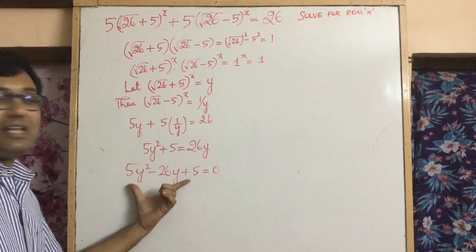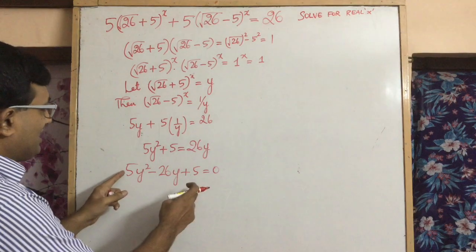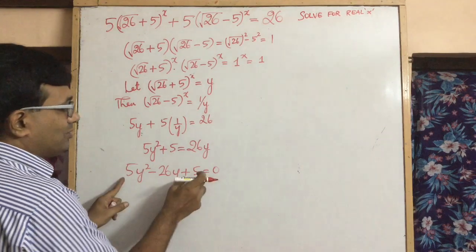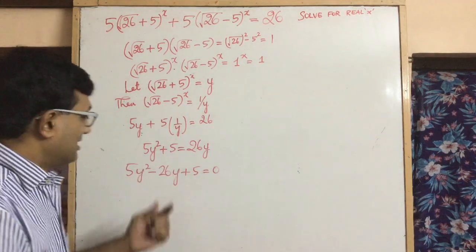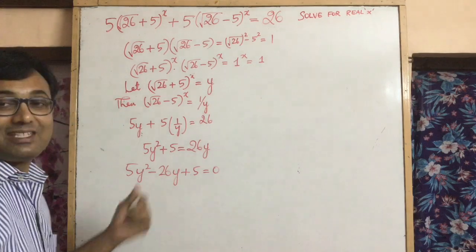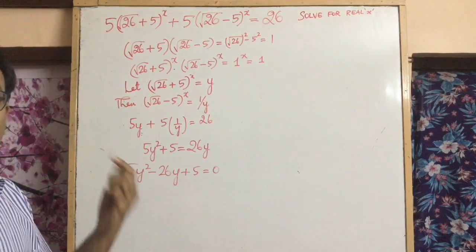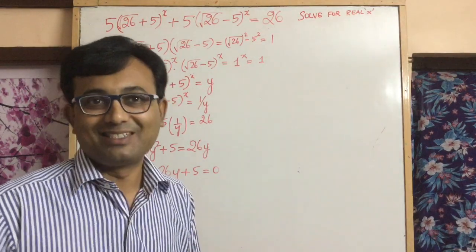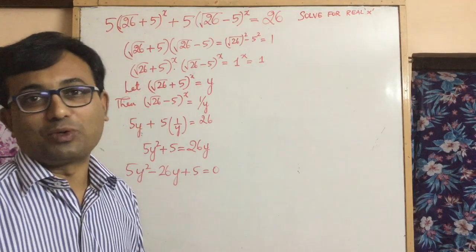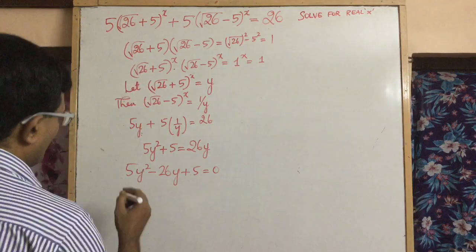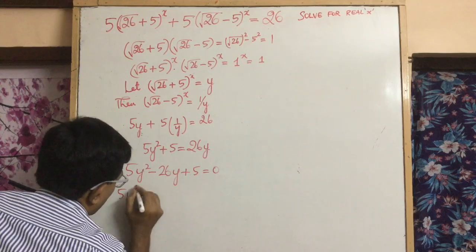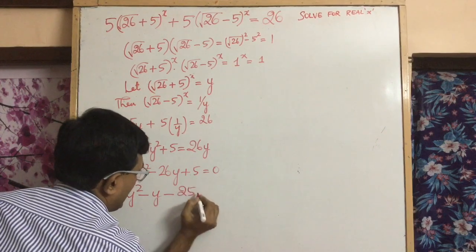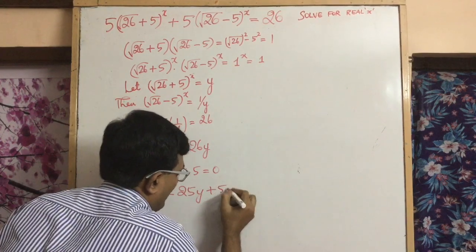Now, let's see if we can factorize this, right? So when we multiply the coefficient of y squared with the constant term, that is 5 into 5, that's plus 25. And the coefficient of y is minus 26, which means that we are looking for two numbers whose product is plus 25 and whose sum is minus 26. Now, this is pretty evident that it's going to be minus 25 and minus 1. So, we could write it this way, that this is 5y squared minus y minus 25y plus 5 is equal to 0.